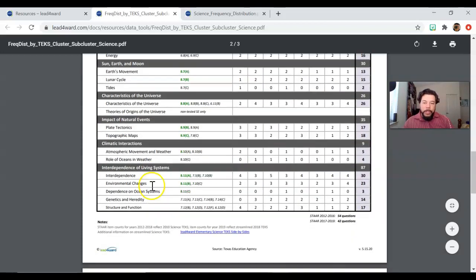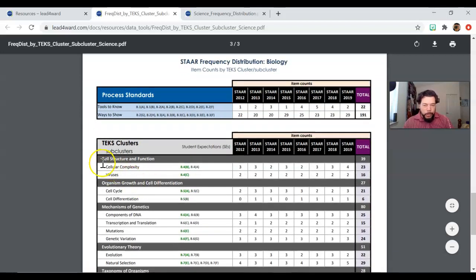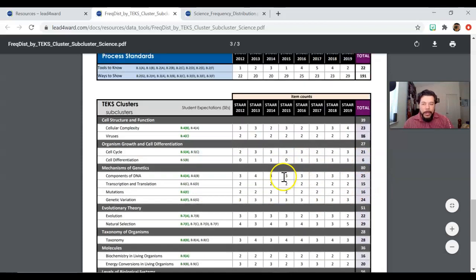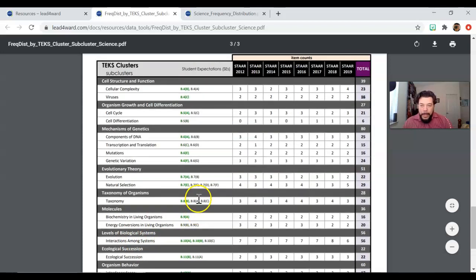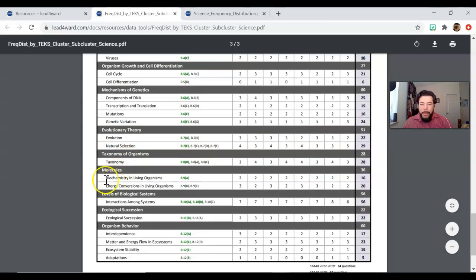So scrolling down to biology, biology is just a little bit different. You still have your clusters. So in this case, cell structure and function. See, it's been tested 39 times. And then your subclusters, so cellular complexity, which is B4B and B4A, has been tested 23 times. And viruses, which is B4C, has been tested 16 times. So you can kind of see how that's spread out. So in marking period 1, we will talk about cell structure and function. We will talk about interactions among systems, particularly body systems. And then there also is a little bit of biochem involved here, and we will be looking at this as well.